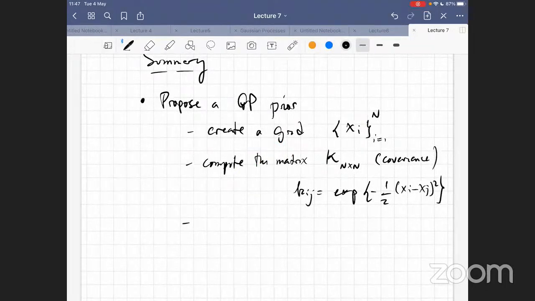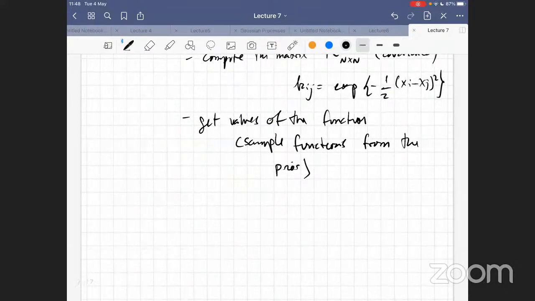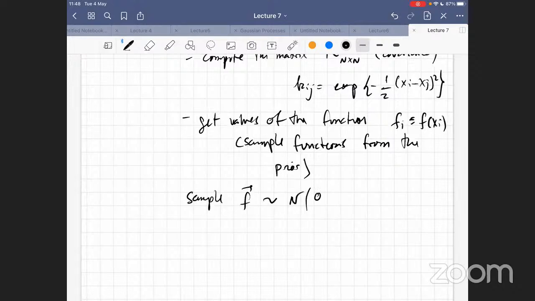And then you can get values of the function, or if you want, you can sample functions from the prior. So the values of the function I'm talking about is f_i, which is just evaluated at x_i. So you sample f from your multivariate Gaussian, which, as I was presenting above, has zero mean and some covariance K, because this is your prior, right?